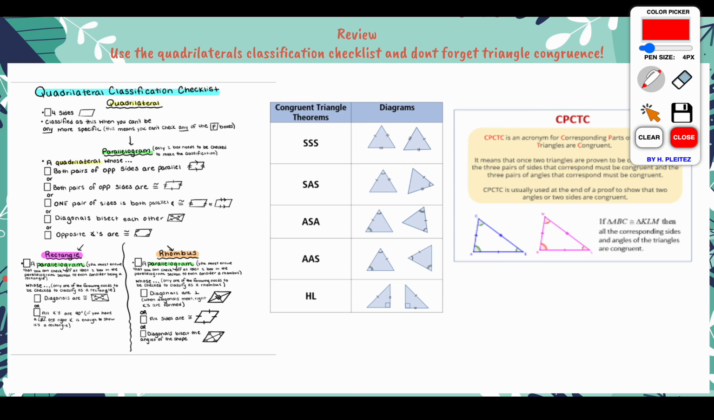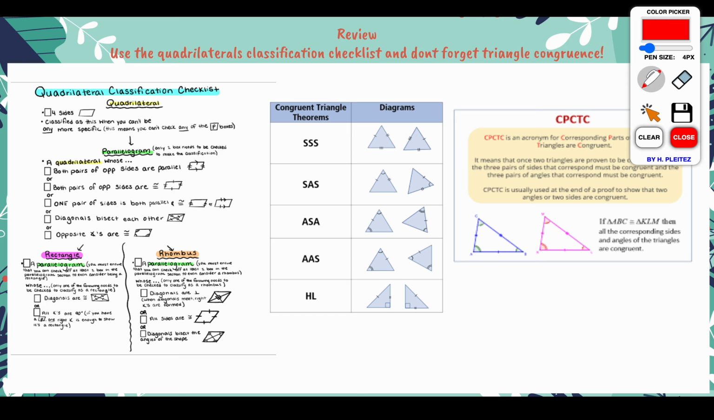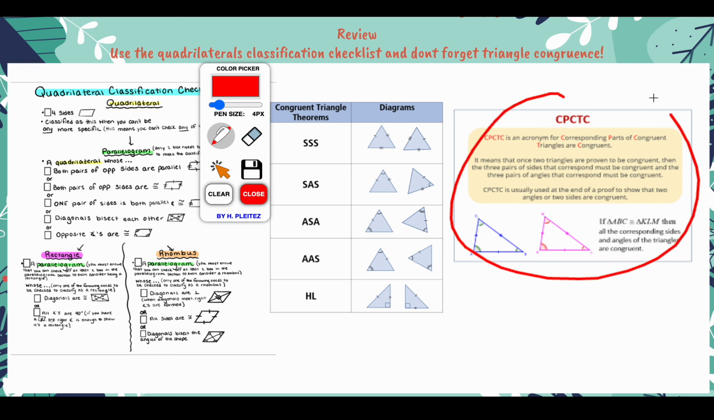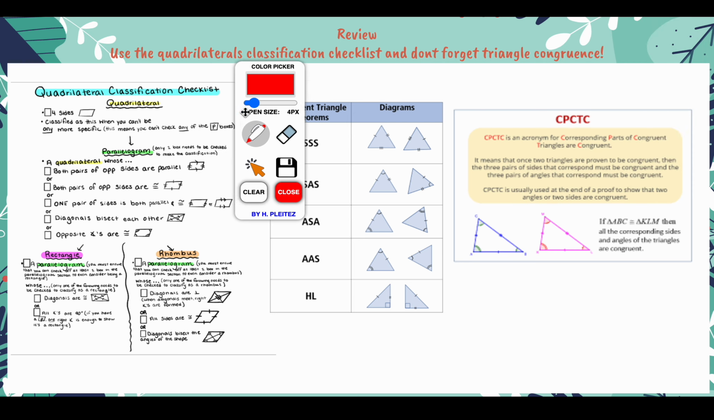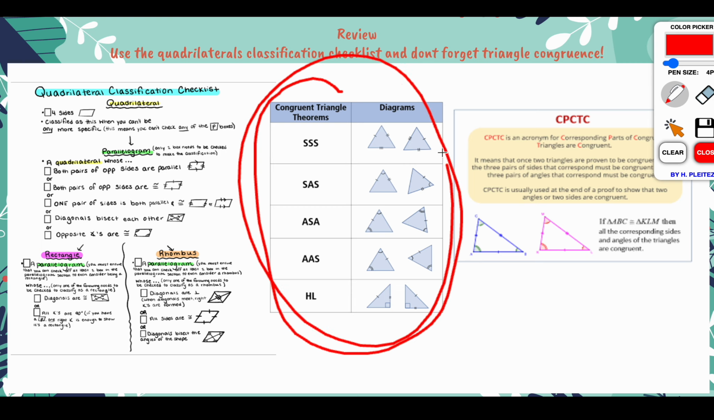If they give you that a shape is a rectangle or a square, you're allowed to use any of the properties. But if they want you to prove a rectangle, then you know you need to go down the quadrilateral classification checklist in your proof. Also, don't forget, if you're given triangle congruence, you're likely going to use CPCTC right away. But in this lesson, in these types of proofs, you're not going to be given triangle congruence, but you're going to have to somehow prove it using one of these five.